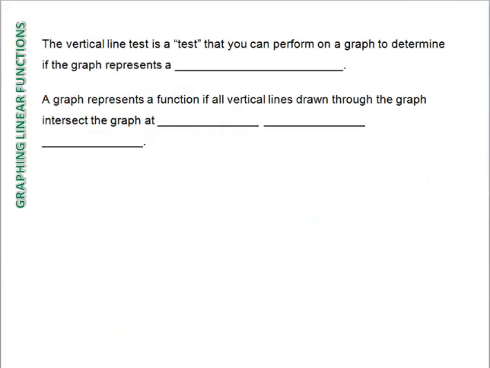Now here are a couple of sentences we're going to complete from a unit or two ago. The first one is the vertical line test. If you remember, the vertical line test is a test you can perform on a graph to determine if the graph represents a function. A graph represents a function if all vertical lines drawn through the graph intersect the graph at only one point.